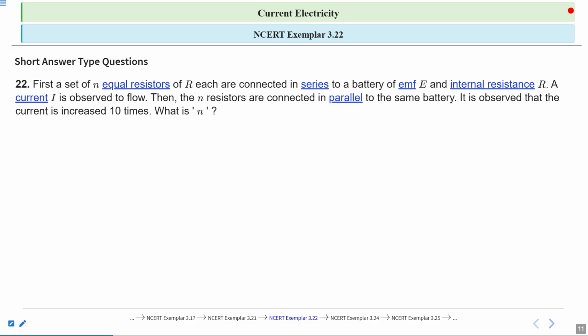What is n? We have to determine how many resistors there are. I will give you some time to solve it.